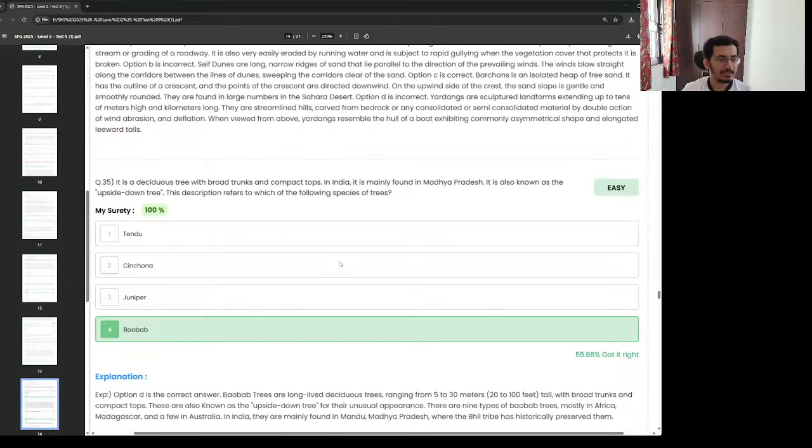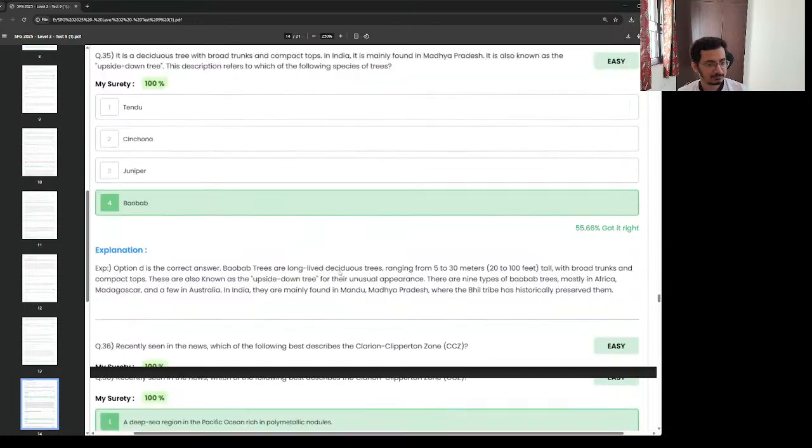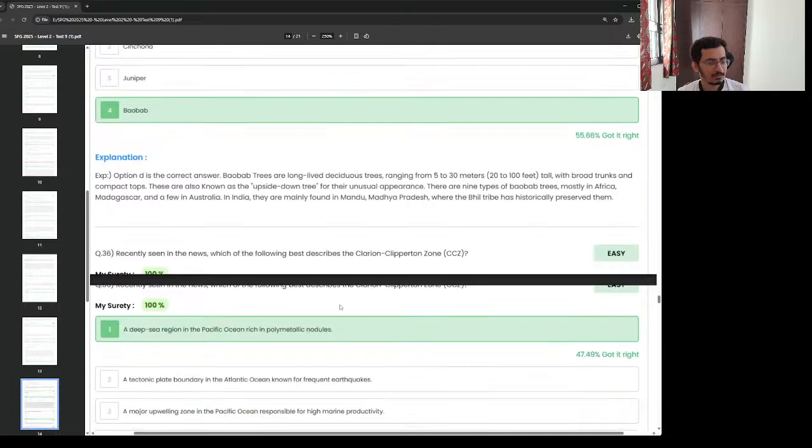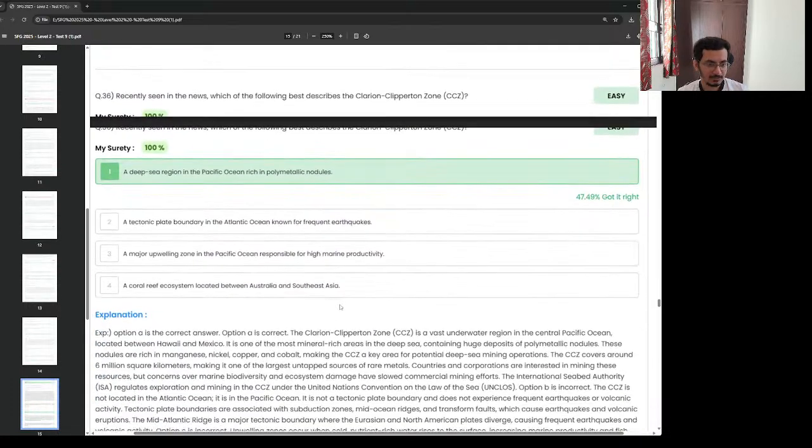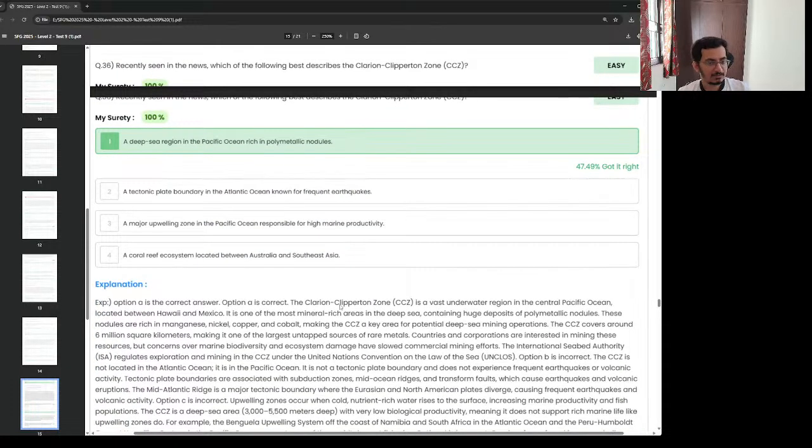It is a deciduous tree with broad trunks and compact crown. Yeah, baobab. This is something that was covered in PT 365 last year. Clarion-Clipperton Zone, this was also covered in current affairs of last year. It is a mineral-rich zone of the deep sea somewhere in the eastern Pacific, I want to say, just off the coast of USA, right?